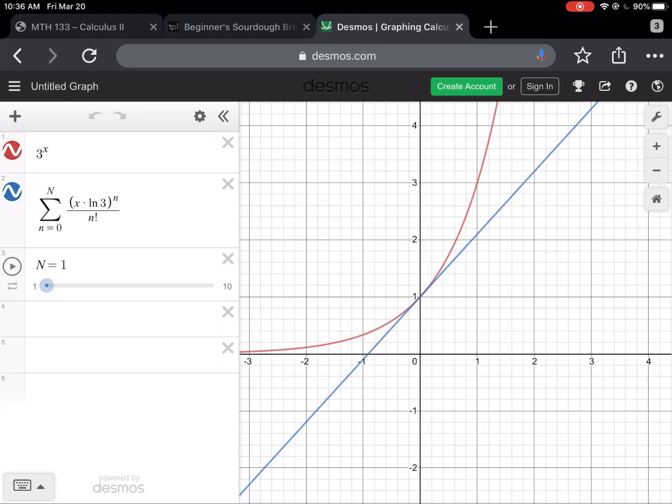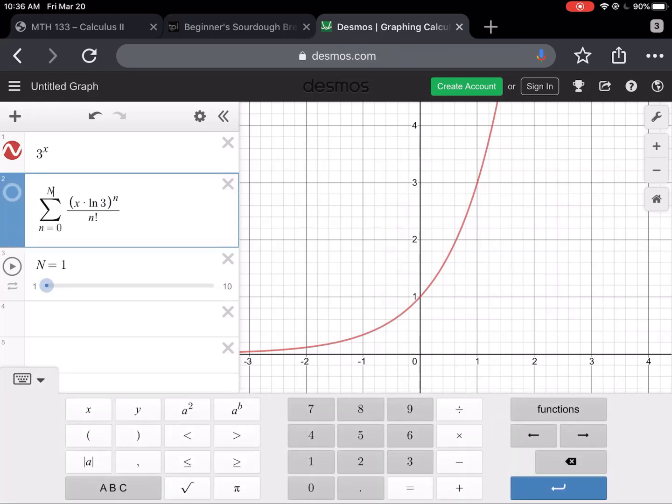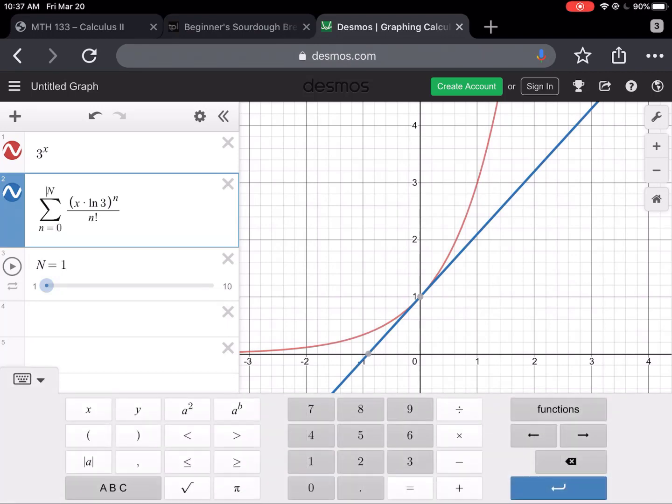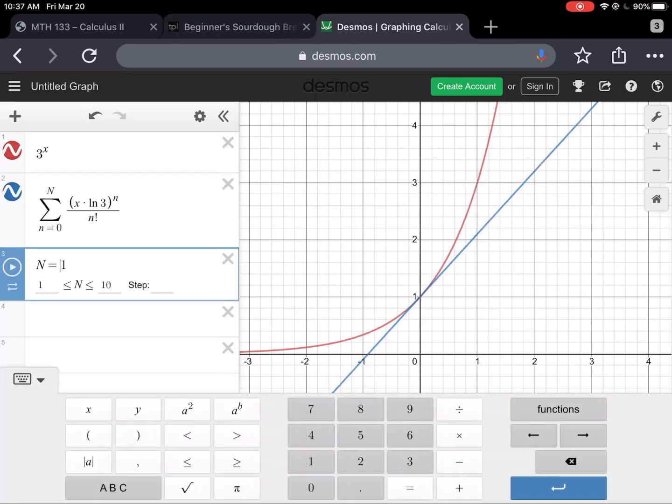So here we are in Desmos. Notice that in the red, and let me just go ahead and hide this one for a second, we have the function 3 to the x. And then I have here summing up from 0 to n, and we're going to define that in just a second, of our series that we came up with. So x times the natural log of 3 raised to the nth power divided by n factorial. If I graph this, notice that I'm just summing up right now 0 to 1, because I have my capital N equal to 1.